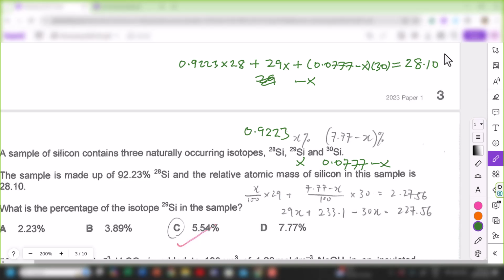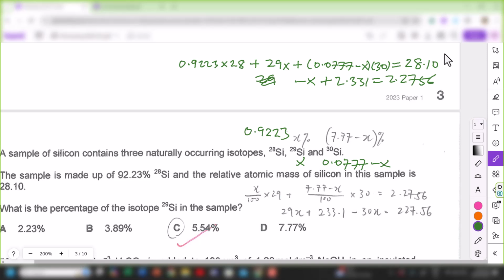Okay, so this will be equals to, then I'm going to multiply 0.0777 times 30. Oh, I forgot to write the number down. Okay, so I'm going to use the eraser. So sorry, minus x, and then this will be x plus 2.331. So this is equals to 2.2756. Forgot to write this down earlier on.